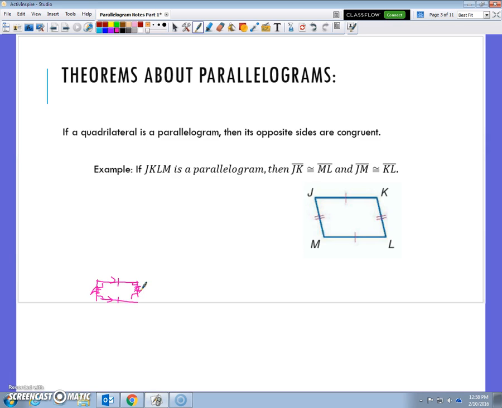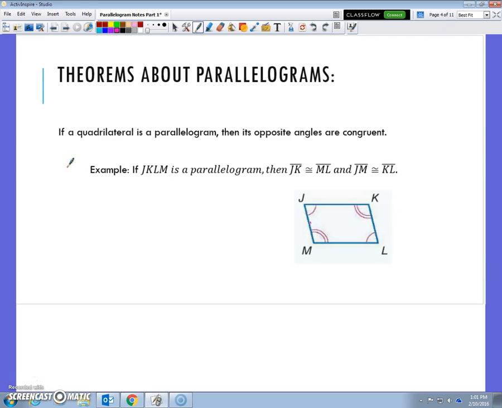So in a parallelogram, this rectangle is just tilted sideways. So now we just have a slant. The lengths are still the same on the opposite sides. So for a parallelogram, the first theorem we should be familiar with is that it has two sets of congruent sides that are opposite from one another. Okay, so if this is a parallelogram, not only does it have opposite congruent sides, it also has two sets of parallel sides.